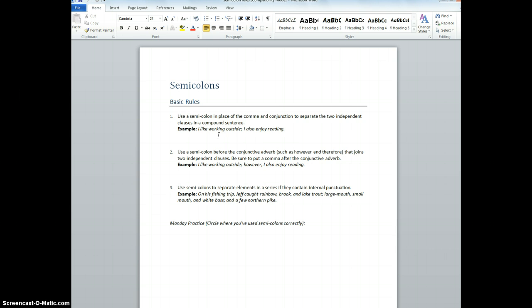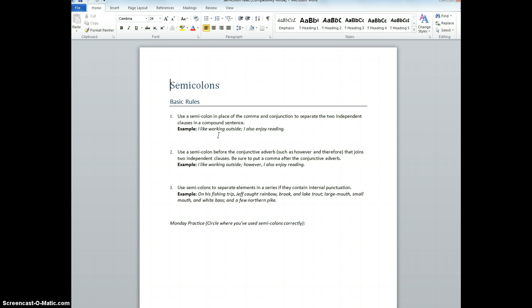If you look at the example here, it says, I like working outside; I also enjoy reading. Both of those clauses can stand on their own. They have a subject, they have a verb, they have a complete thought, so they're called independent clauses. You could have a period where the semicolon is and it would work fine. You could have a comma and an and, or any of the other fanboys, and it would work as well.